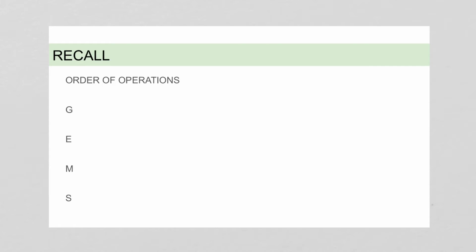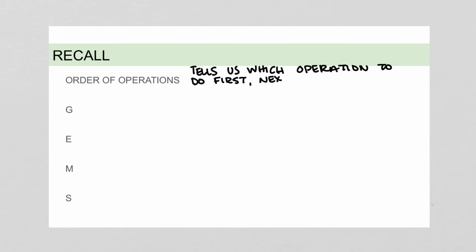So let's recall, what is the order of operations? Well, the order of operations tells us which operation to do. We might want to say first or next. Okay? And remember, what is an operation? Well, that's easy. An operation are things like plus, minus, multiply, divide, or taking something to a power. The operation is what we do to a thing, a number, a variable. Okay?